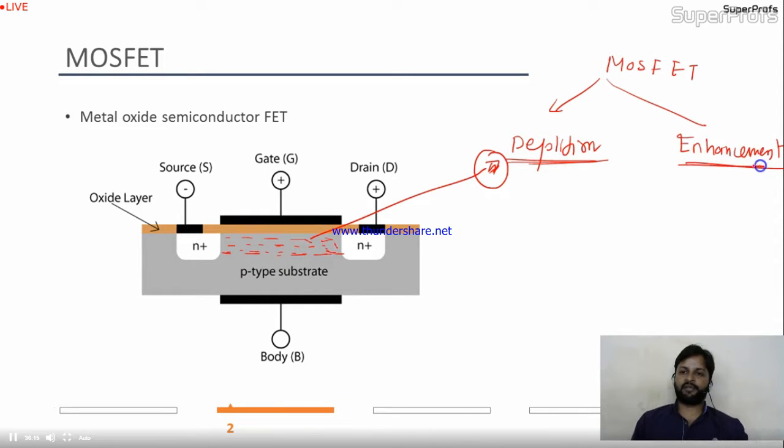But in the enhancement mode, there will be no such channel provided. In the depletion mode we have already provided the channel, but in enhancement mode we have to develop this channel. So one by one I'll tell you the working in brief.